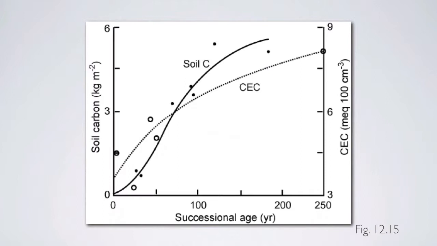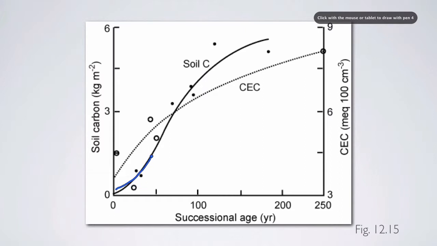The patterns shown here are the accumulation during succession of soil organic carbon and associated cation exchange capacity for mineral soils. And this is after deglaciation in Glacier Bay, Alaska. So what we have here on the x-axis is successional age, starting at 0 and going to 250 years. So this means 0 years, or in this case probably 10 to 15 years, after a glacier retreated, 100 years, 200 years after a glacier had retreated. And on the y-axis we have soil carbon, kilograms per meter squared.